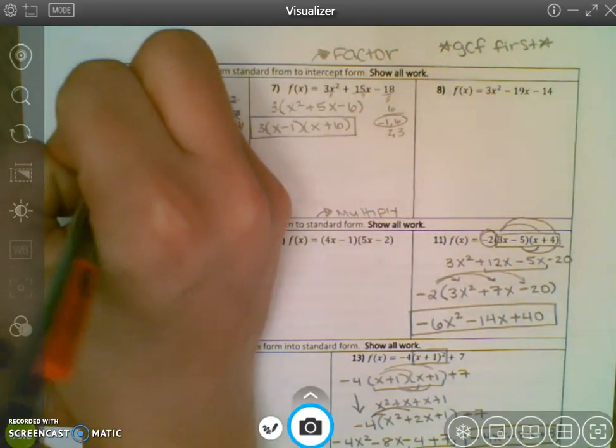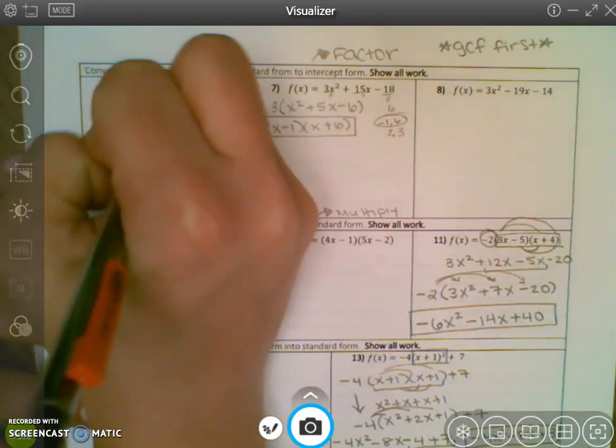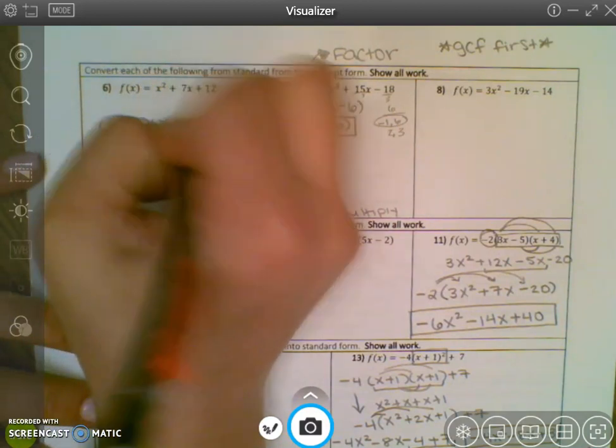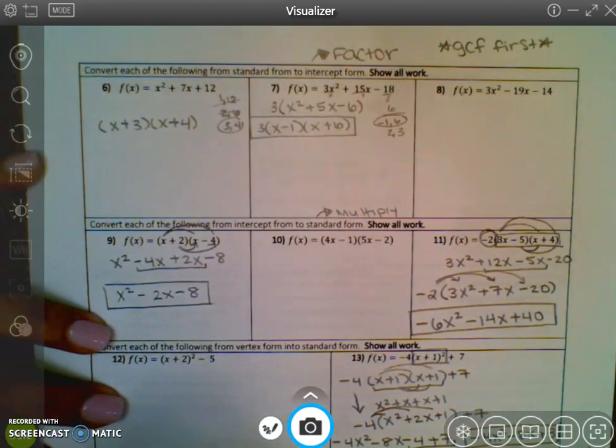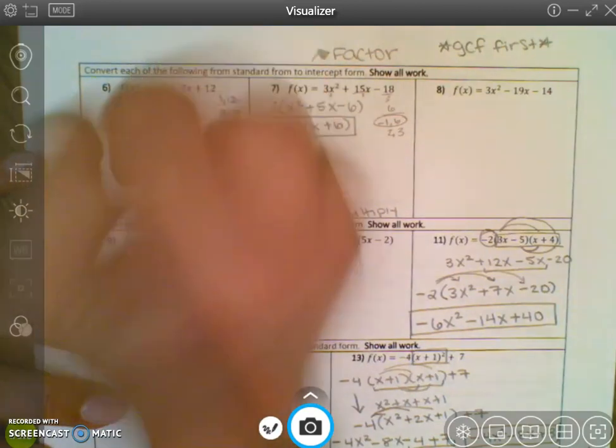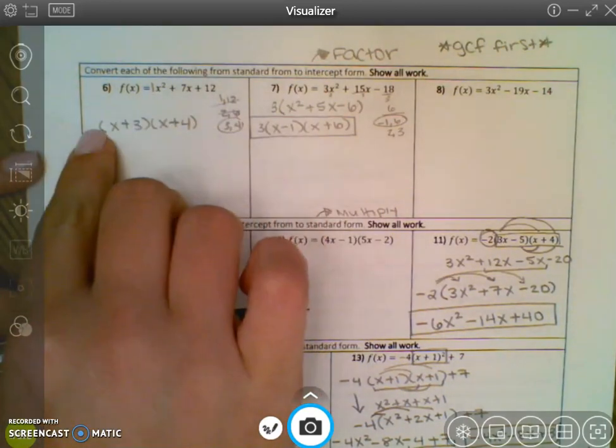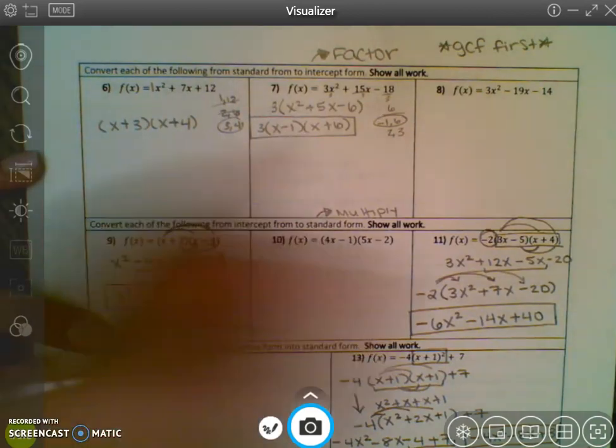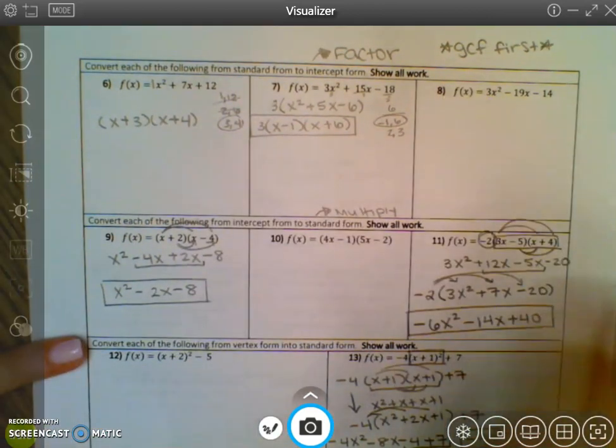Okay, so this is just going to be x plus 3, x plus 4. Done. If I had an a value that wasn't a 1, that would go in front. Okay, because remember, you always GCF first.